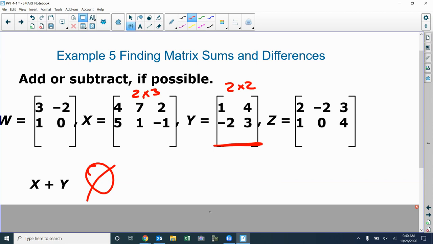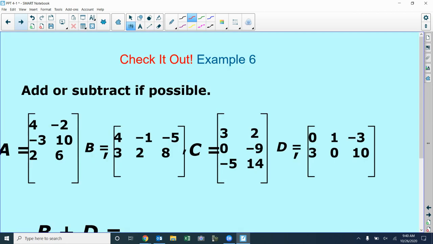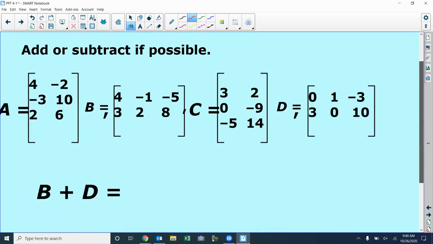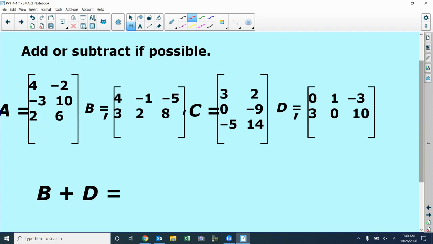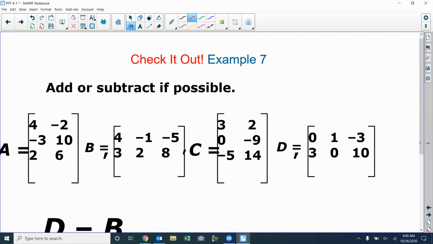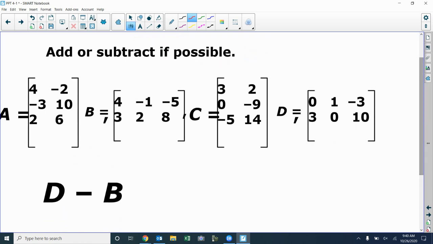How many of those you want on the quiz? You got a bunch more, huh? B and D, can we add those up? I'm not gonna make you do it. Just tell me yes or no. Is everybody good? Move on to the next thing and the last thing today. Just tell me this. Can we add those? Can we subtract those? Yeah, we could.